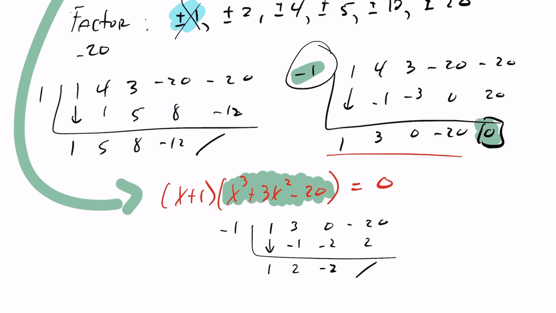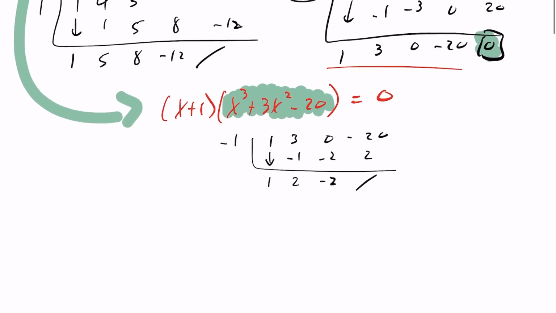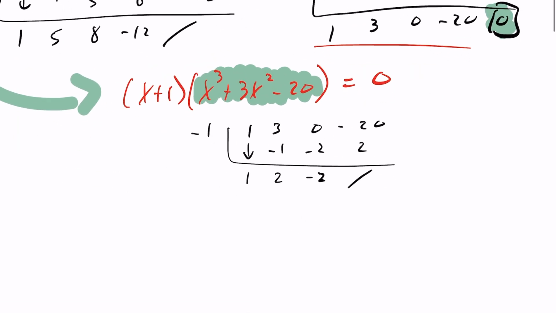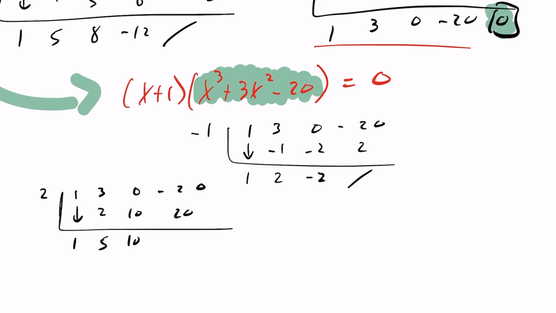So I'm going to now move on, and I'm going to try synthetic division here on a 2. So we'll go through a 2 here, and I've got 1, 3, 0, and minus 20. Checking this at 2, 10, 10, 20, and we actually do in fact get a root. So there we go. I have another root at 2.